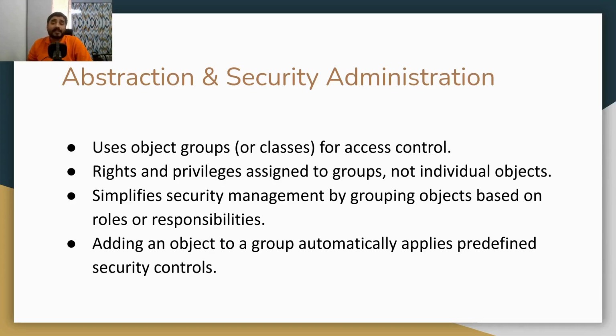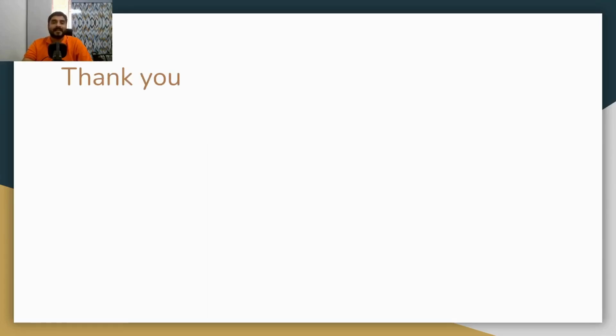So adding an object to a group automatically applies predefined security controls when we have this concept. Let's say today you have a broader group of technical employees. Tomorrow you recruit a technical employee for the same job. Adding him and applying the same security controls, permissions or restrictions is very easy when you have abstraction in place. That's it for today's session.